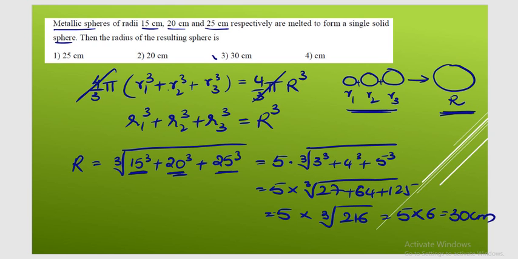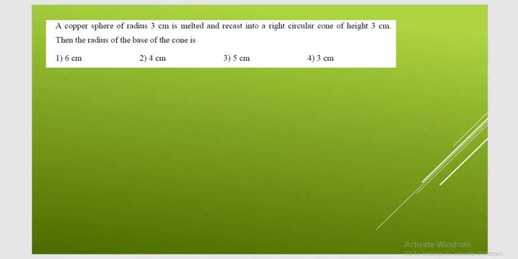So from this directly, the radius of the resulting sphere is 30 centimeters. Otherwise, you can take the values 15 cube, 20 cube, 25 cube, but it is somewhat lengthy to find out. That's why I have taken the 5 cube concept as common, so that it makes it easy to solve this calculation. Okay, next moving on to one more question.